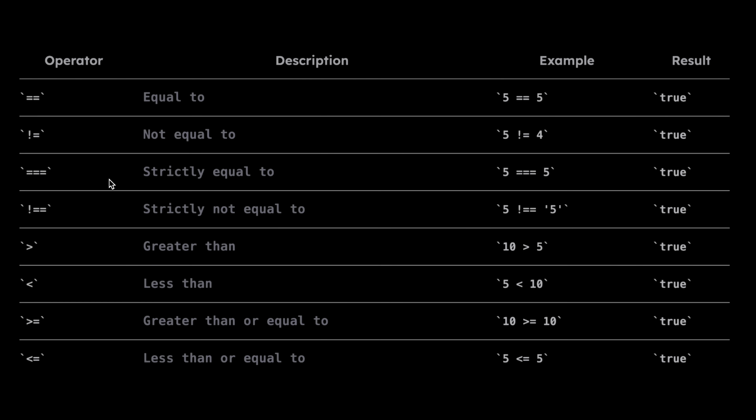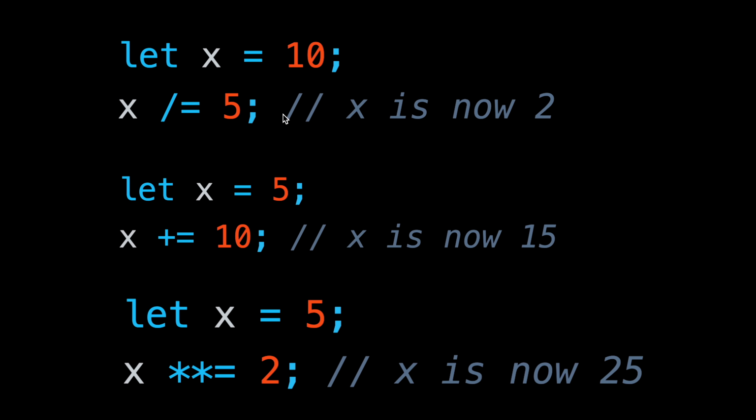So here are all the other comparison operators. We have the greater than, less than, greater than or equal to, and less than or equal to. And here's the division assignment: x equals x divided by 5. And we already talked about this one: x equals x plus 10. And x equals x times 2. So x is now 25.